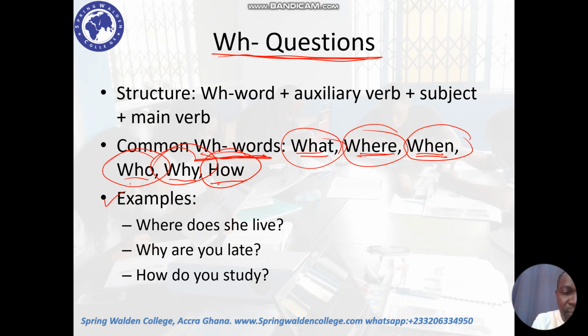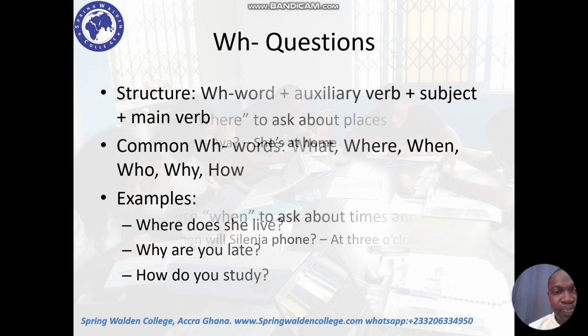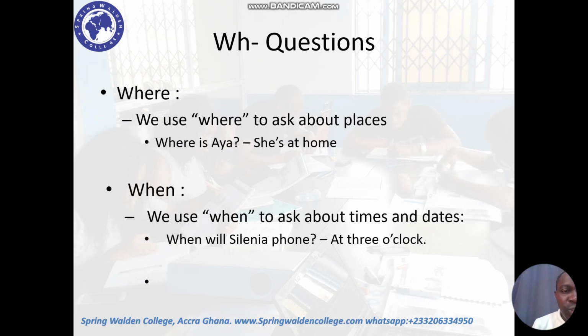We have some examples here, but you want to look at when do we use each of the WH words to form the question. At what moment do we do that? The first one, where. We use where if you want to ask about place. So, where is Aya? The place: she's at home.